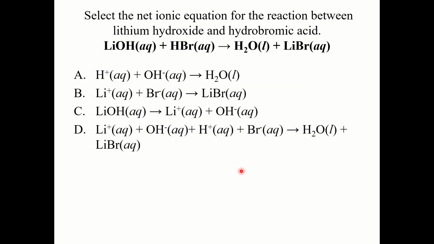Alright, so let's have you try a quick knowledge check question. Select the net ionic equation for the reaction between lithium hydroxide and hydrobromic acid. Alright, and the correct answer here is A. H+ plus OH- forms H2O. That salt on the right side is aqueous, so this is your net ionic equation.